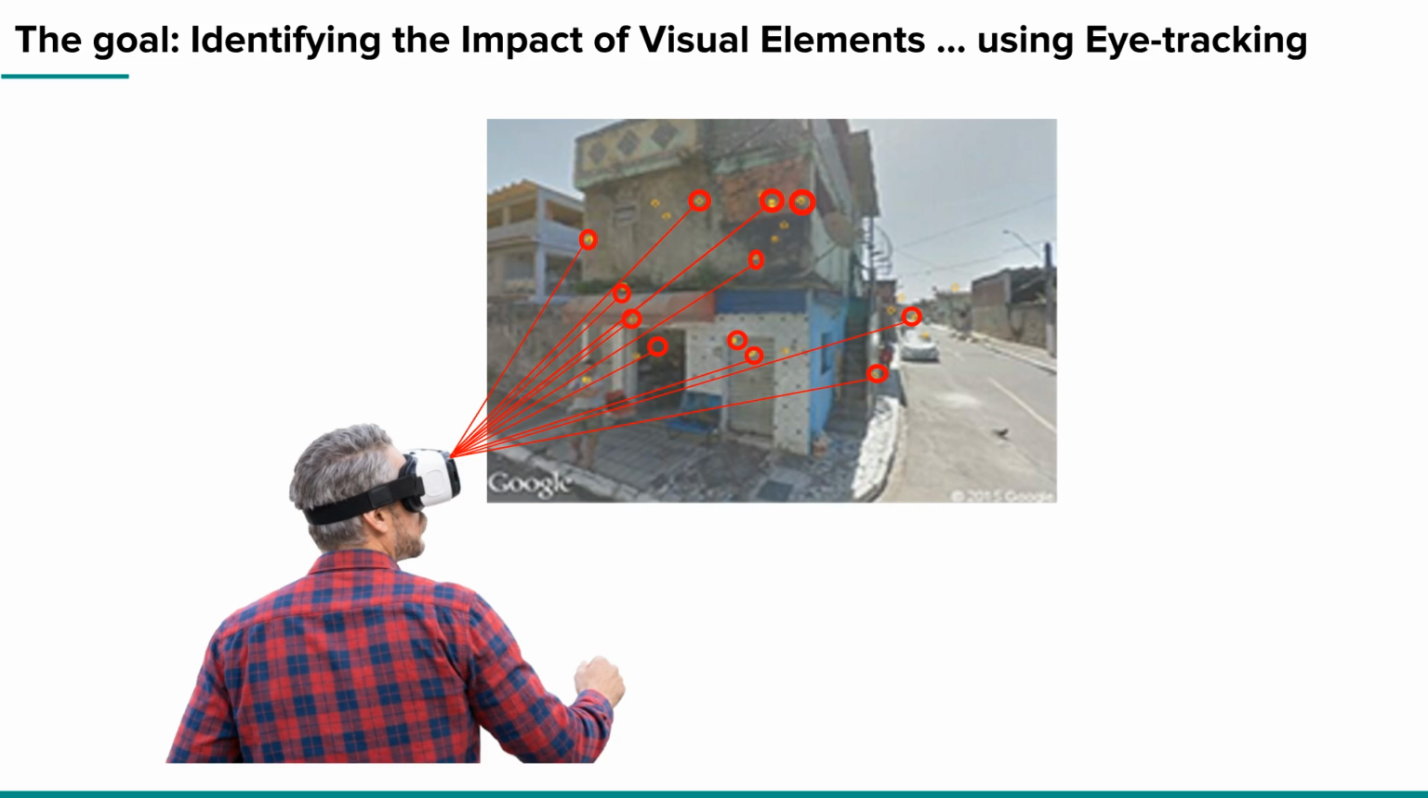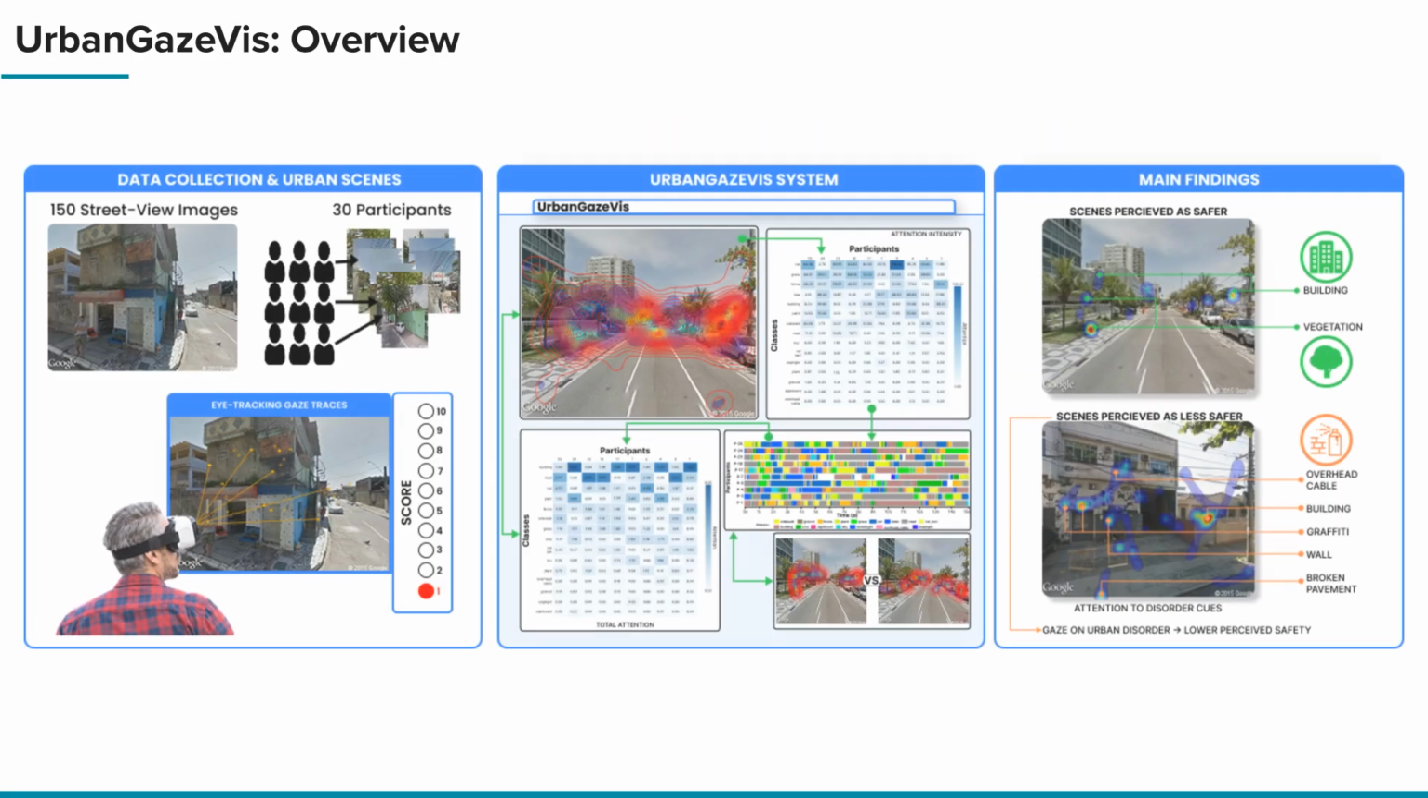Using eye tracking, we map human attention onto the streetscape, linking fixations to semantic elements and disorder cues. We move from data collection to the UrbanGazeVis system, and ultimately to insights on visual attention and perceived safety.